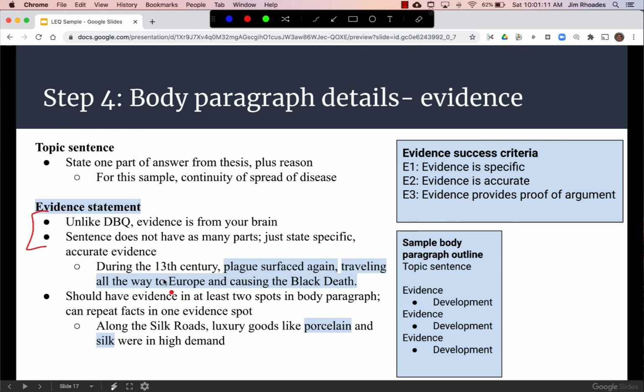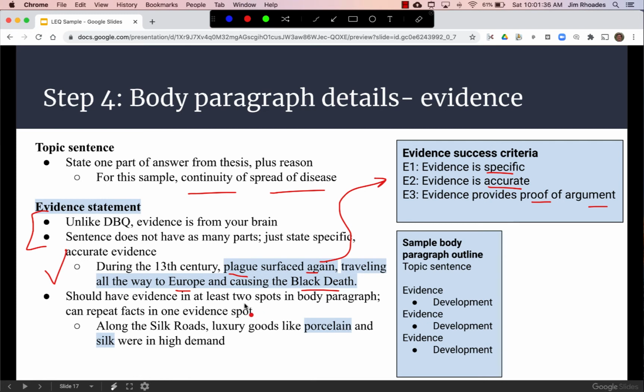So for instance, during the 13th century, plague surfaced again, traveling all the way to Europe and causing the Black Death. Remember, I had a continuity of the spread of disease. This piece of information right here is specific, accurate, and proving my argument. This works as evidence. It's not as involved of a sentence as we have with those DBQ when we're citing evidence from documents.